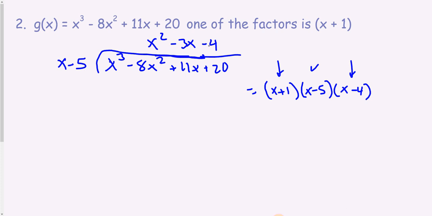Go ahead and try it. I encourage you to go ahead and try that, and you will find that you do indeed end up with exactly that.